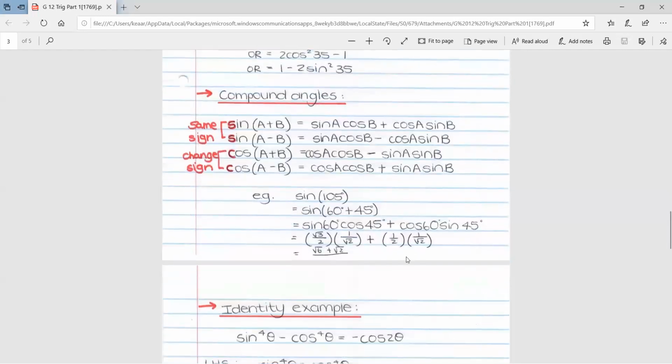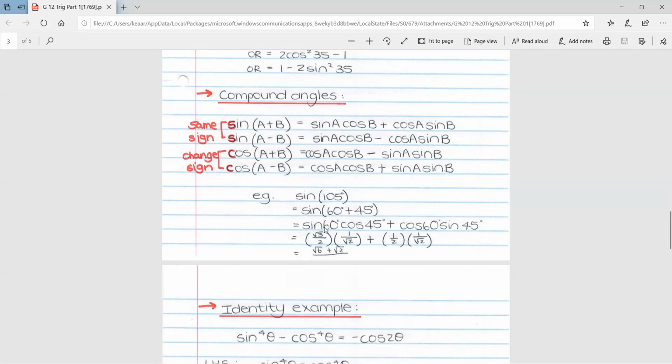Here is a practical example. If you have sine of 105, this can be split into special angles of 60 and 45. So it's all about identifying whether they've given you angles or whether you can use your special angles to simplify something that you can't do without a calculator. So here now this looks very similar to our first one, sine of A plus B. We have an angle plus an angle. So we're going to use our rule to expand it.